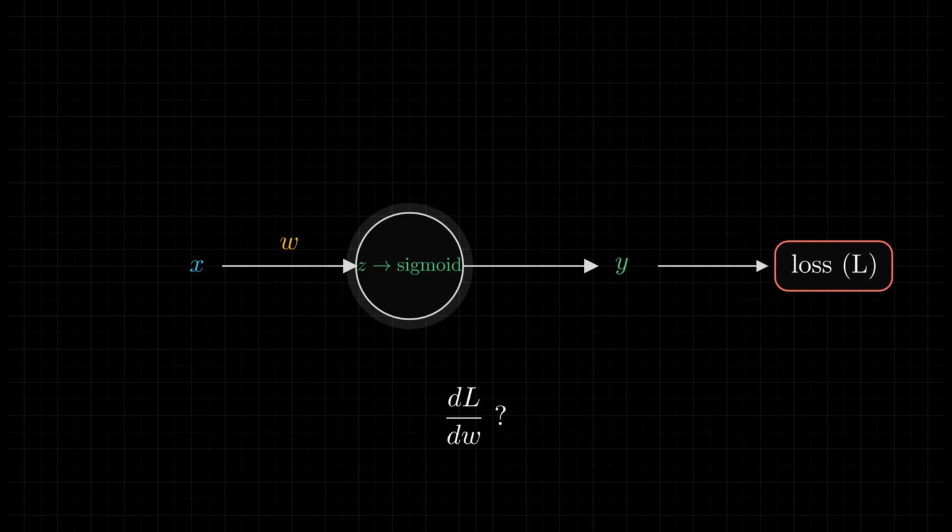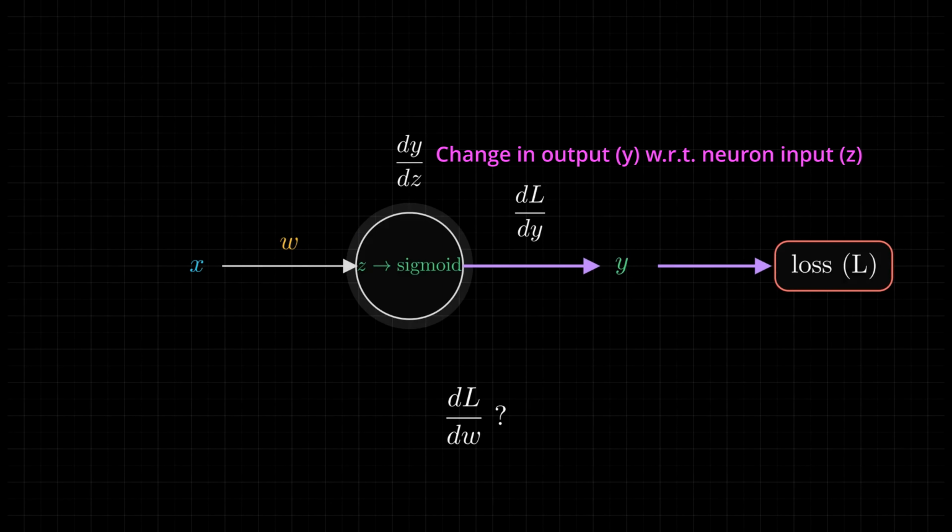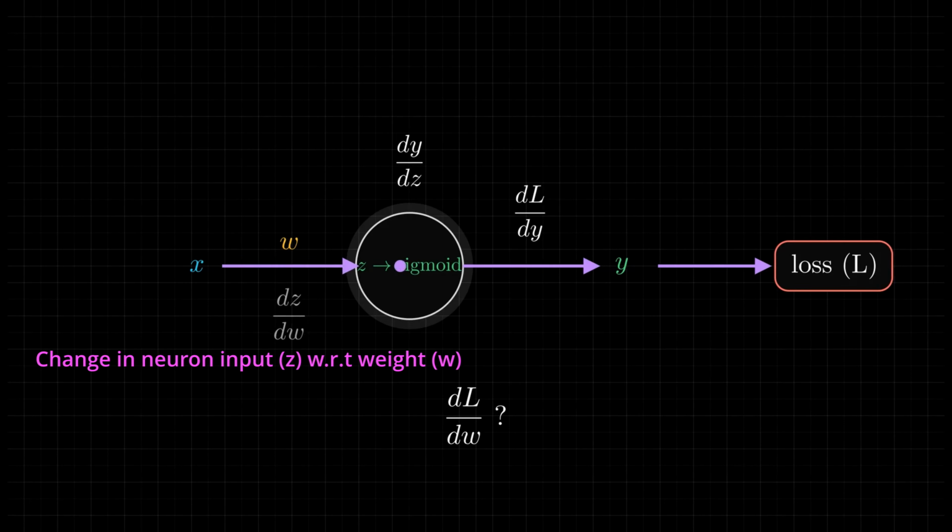First, we compute how the loss changes with respect to the output. This tells us if the prediction changes slightly, how much will the loss change? Then we go one step backward. We compute how the output changes with respect to the neuron input. This tells us if the neuron input changes slightly, how much will the output change? Now we go backward one more step. This time we compute how the neuron input changes with respect to the weight.